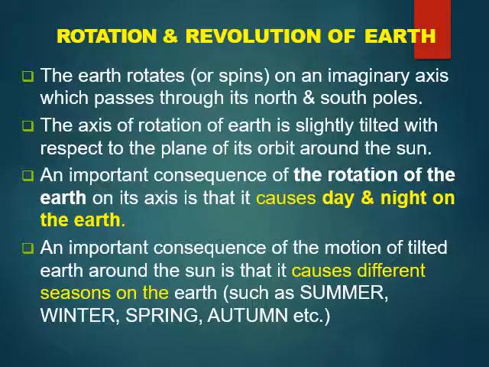Rotation and revolution of Earth. The Earth rotates, or spins, on an imaginary axis which passes through its north and south poles. The axis of rotation of Earth is slightly tilted with respect to the plane of its orbit around the Sun. An important consequence of the rotation of the Earth on its axis is that it causes day and night on the Earth's surface. Another important consequence of the motion of the tilted Earth around the Sun is that it causes different seasons on the Earth, such as summer, winter, spring, autumn, etc.